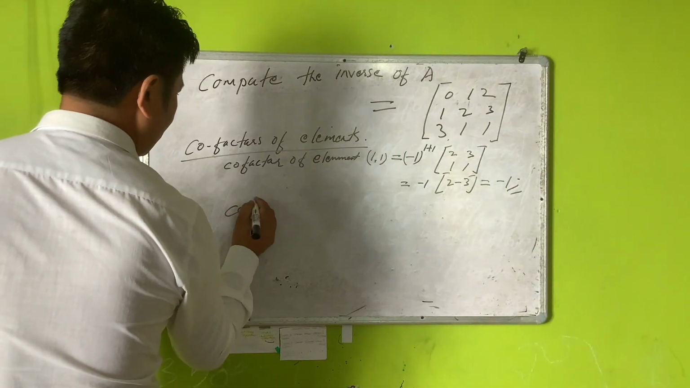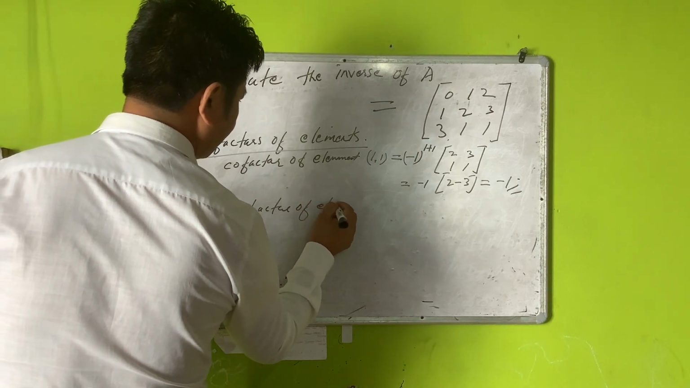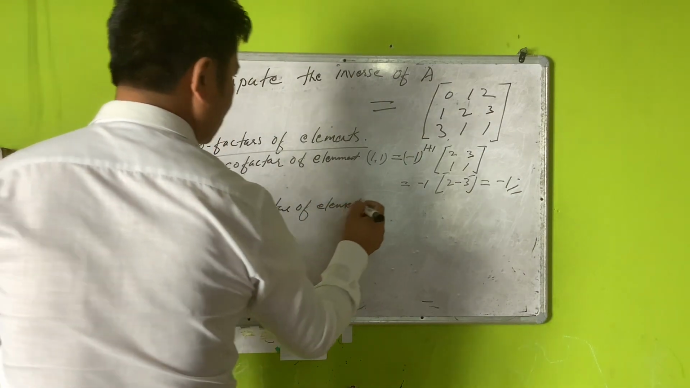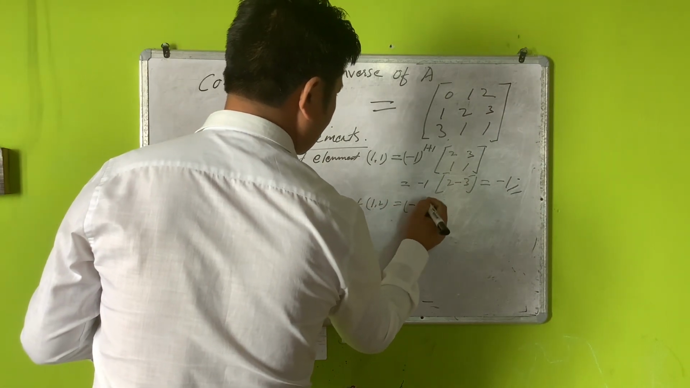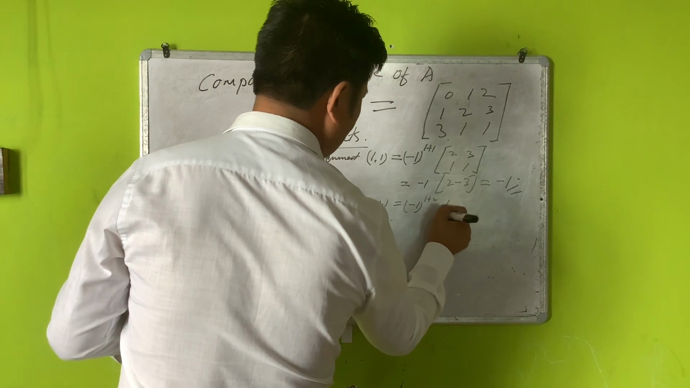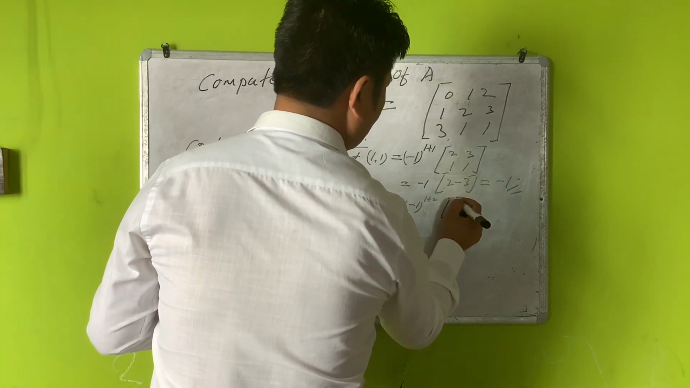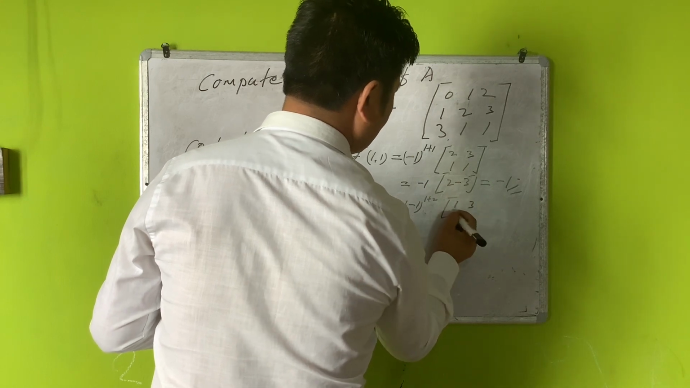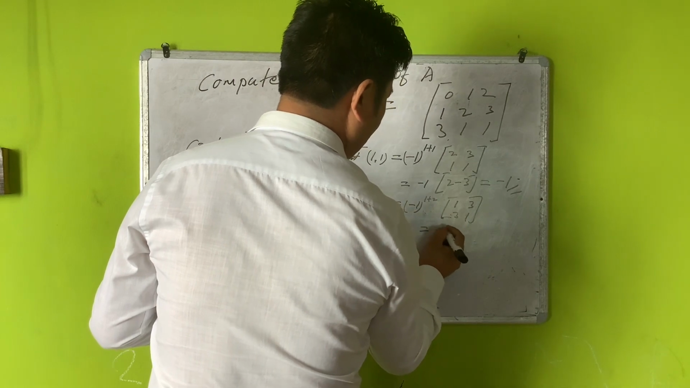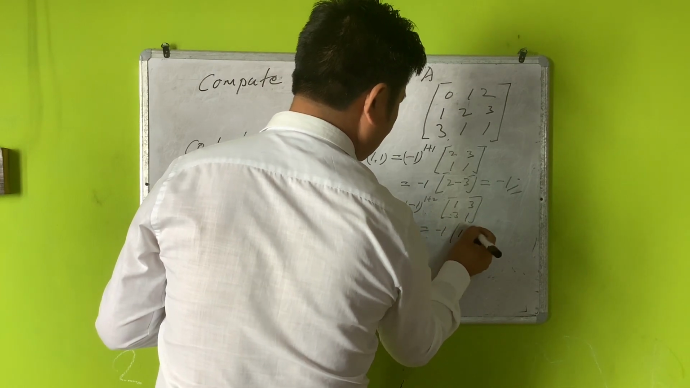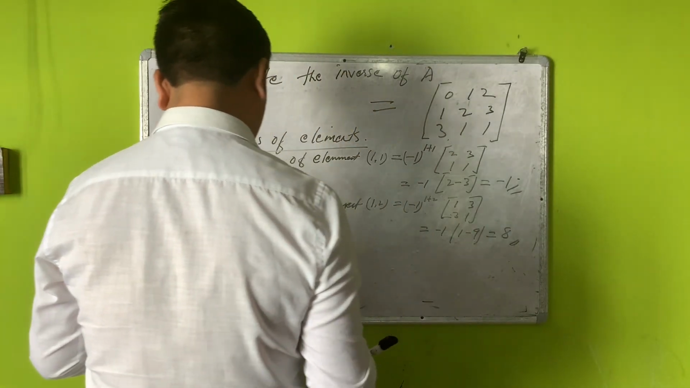Likewise, cofactor of element A12 is equal to minus 1 to the power 1 plus 2, times the minor of determinant 1 3, 3 1, which is equal to minus 1 times (1 minus 9), which is equal to 8.